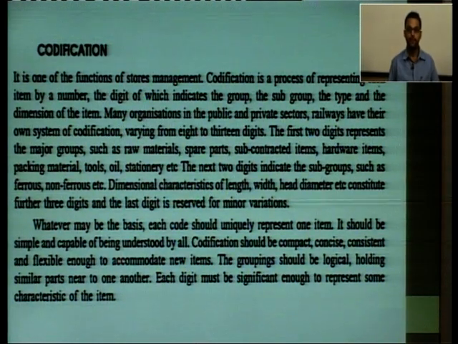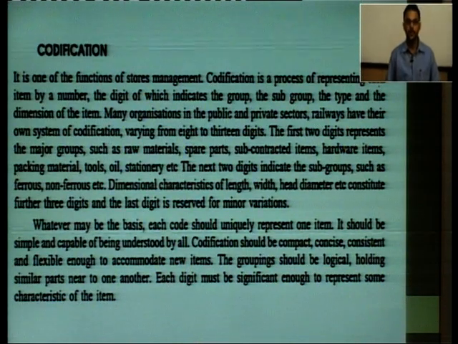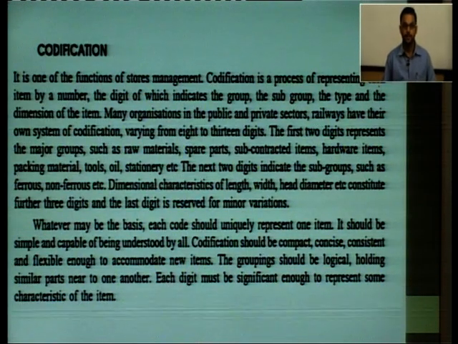The next two digits indicate the subgroups such as ferrous, non-ferrous, etc. Dimensional characteristics of length, width, head diameter, etc. constitute a further 3 digits, and the last digit is reserved for minor variations. As we buy anything, there is a code on that. We call it the barcode.